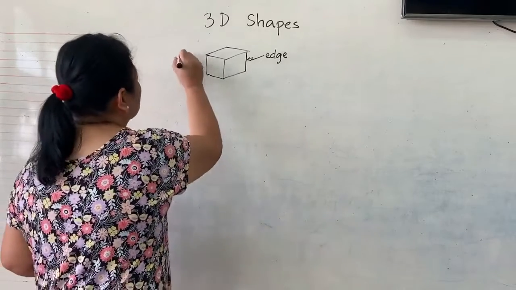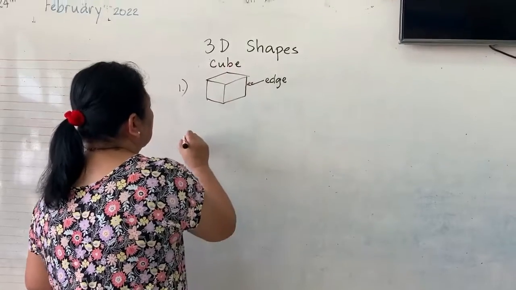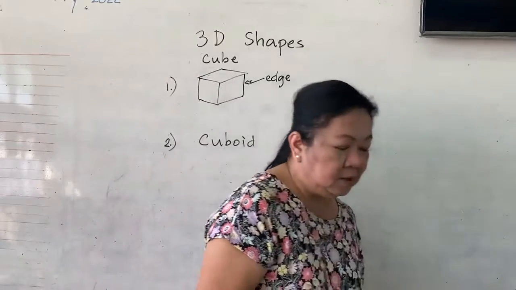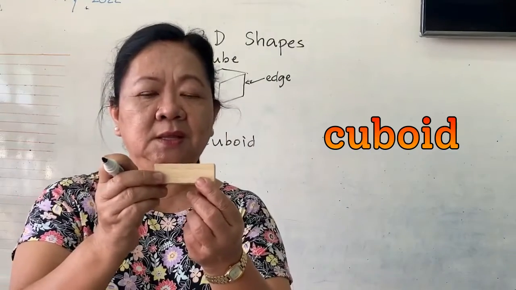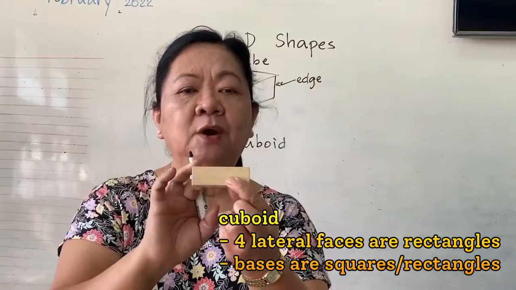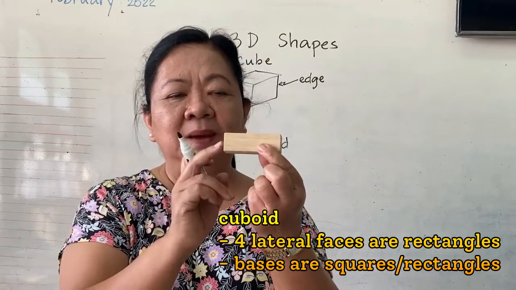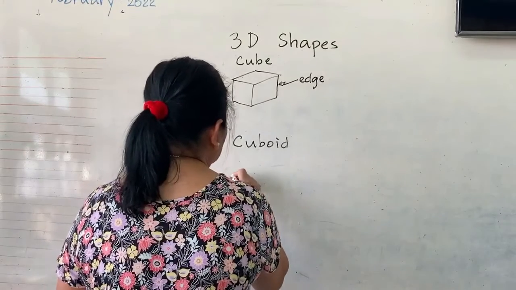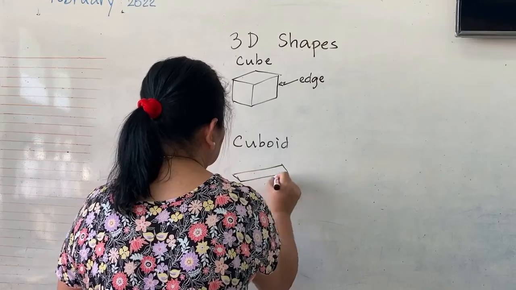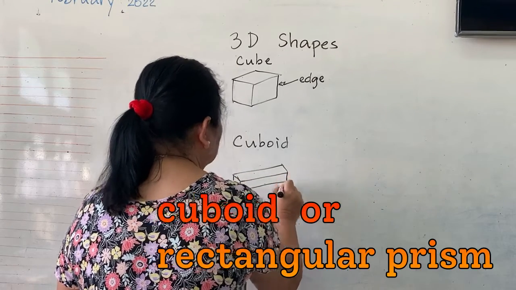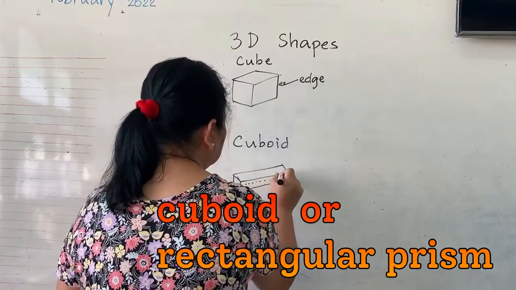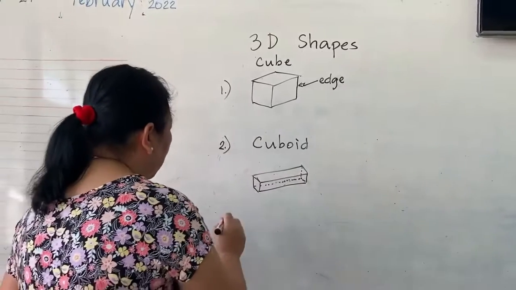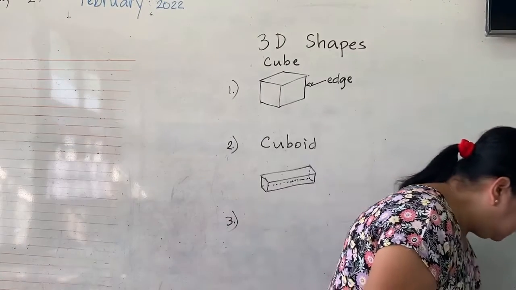Then we have the other one. So this one is called a cube. The other one is called a cuboid. What is the difference between a cube and a cuboid? Here is an example of a cuboid. The lateral faces, 1, 2, 3, 4, are rectangles, and the bases are squares or also rectangles. So here is our cuboid. A cuboid, which we can also call a rectangular prism.